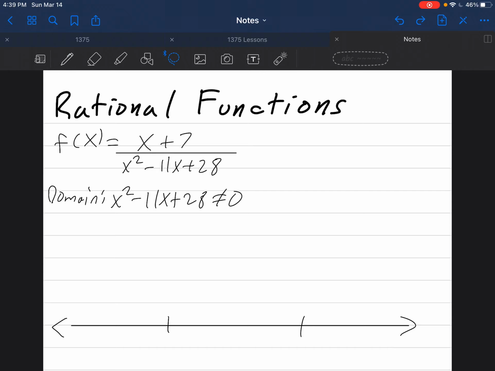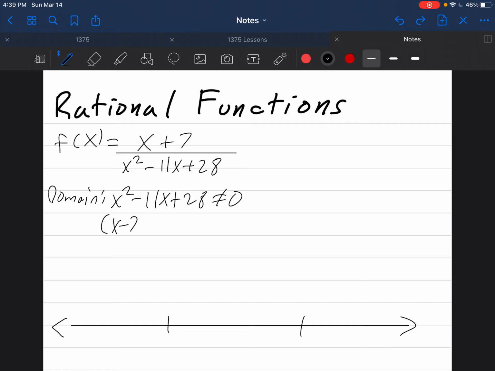And remember, since this numerator is just simply x plus 7, which is a standard polynomial, it doesn't really factor into the domain. This numerator will factor into the domain if it's a radical, but since this is a polynomial, even if it says x to the 100th power, it changes how the function looks, but it does not change how the domain is located. All right, so we can factor this.